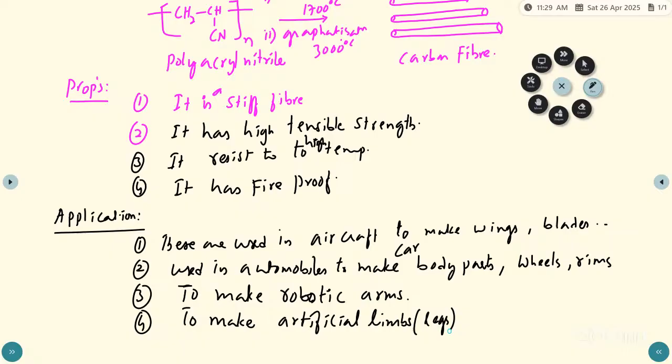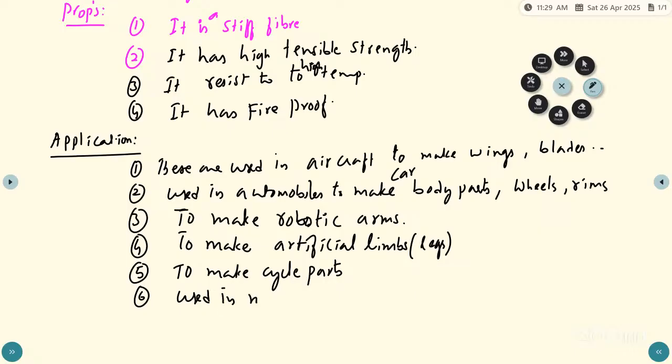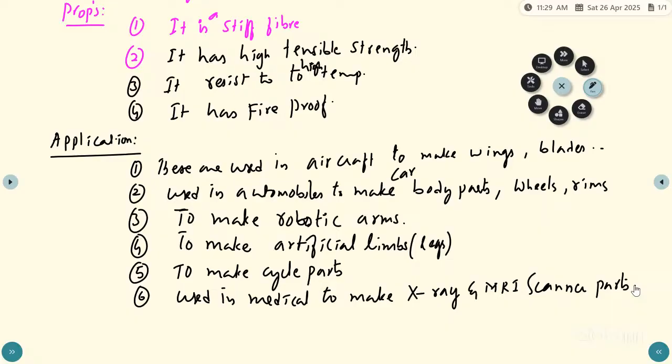And next, to make cycle parts. And next, in medical fields also, used to make X-ray and MRI scanner parts, the MRI scanners.